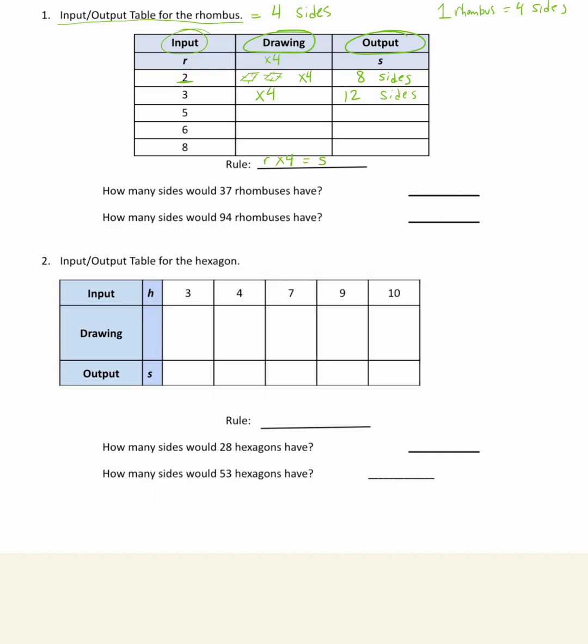I'm going to do this one with you, and then I want you to do the rest. So all this, and this one by yourself. So how many sides would 37 rhombuses have? So I know my R, I have 37 rhombuses, and each rhombus has 4 sides. So setting up that area model.